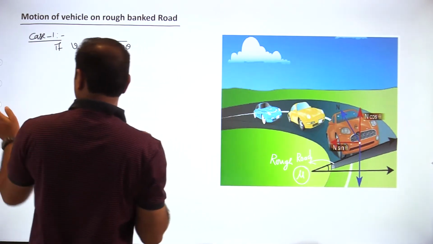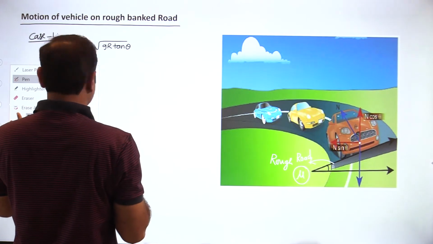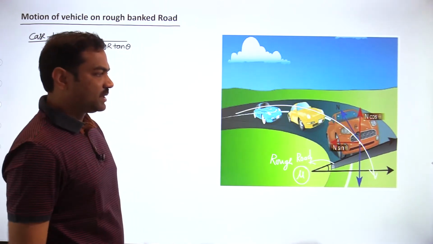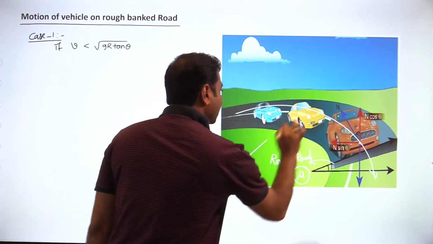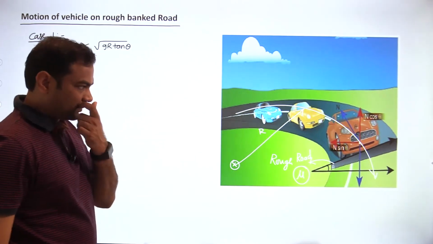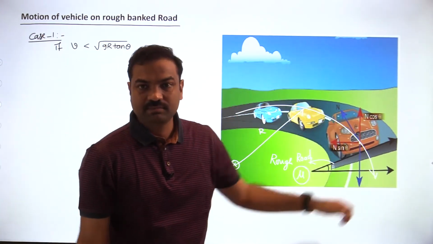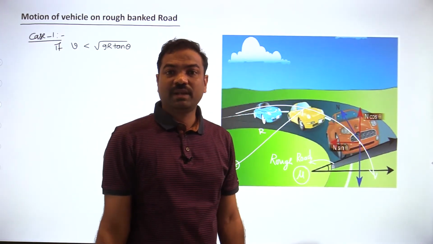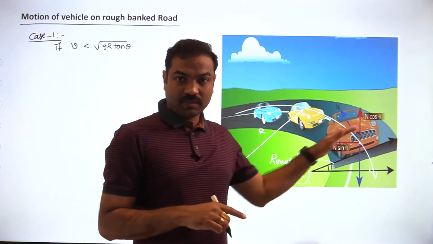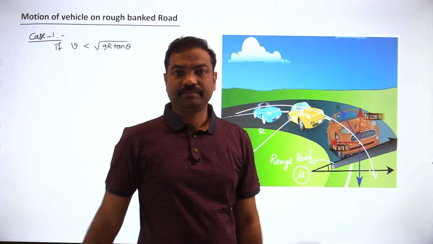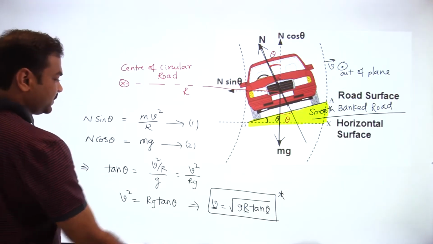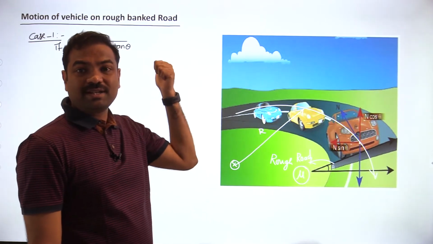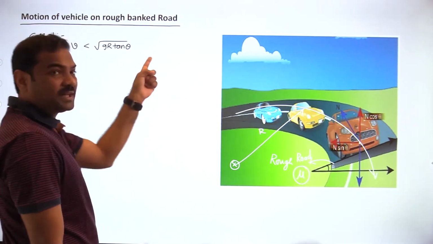See, if the speed is root rg tan theta, then the car has to move along this radius, let us say this is the center and this is the radius r. If it has to move along this radius, then what is the speed it has to maintain? The speed it has to maintain on the smooth road is root gr tan theta. When root gr tan theta is the speed, then it will maintain the radius r. Now what is the velocity it is maintaining? It is maintaining less than root rg tan theta.